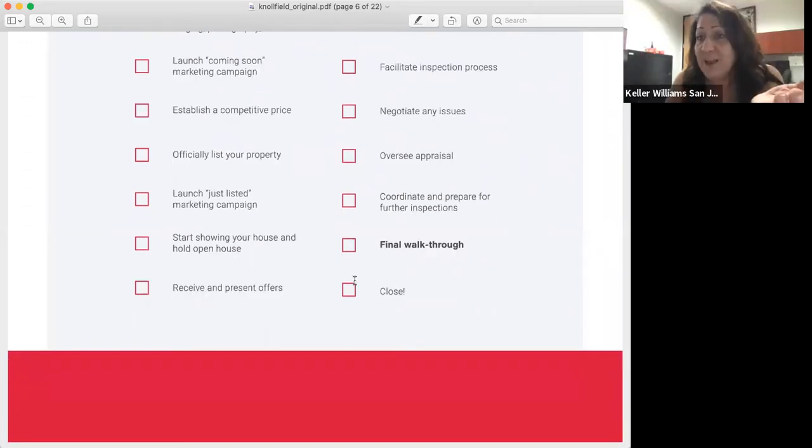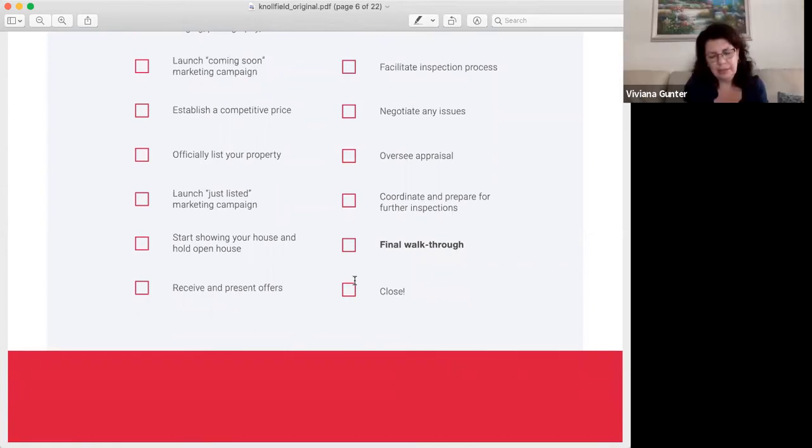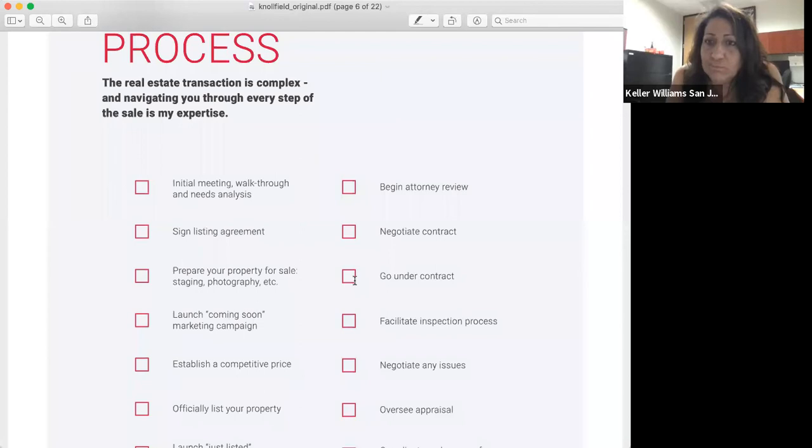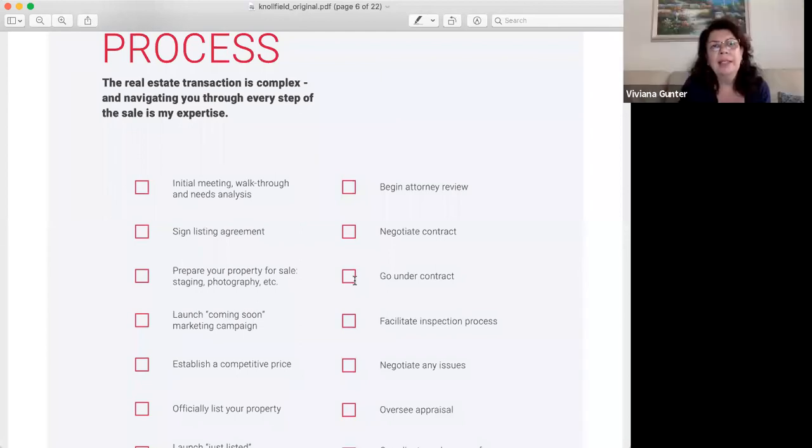But before we didn't even have to do that, right? Correct. And why don't you like to put it in the MLS as coming soon? What's the reason? Just if the house wasn't ready. Okay, but you start the marketing. So as soon as the house goes in the MLS, you sell it.